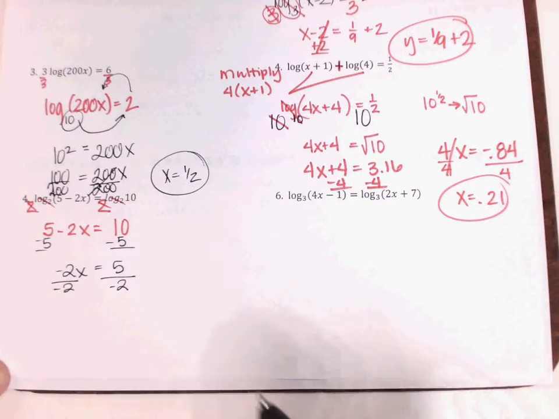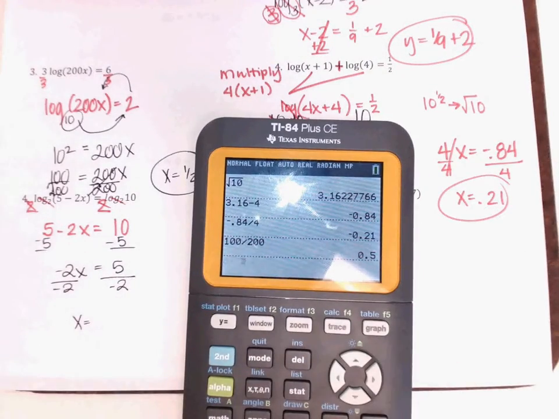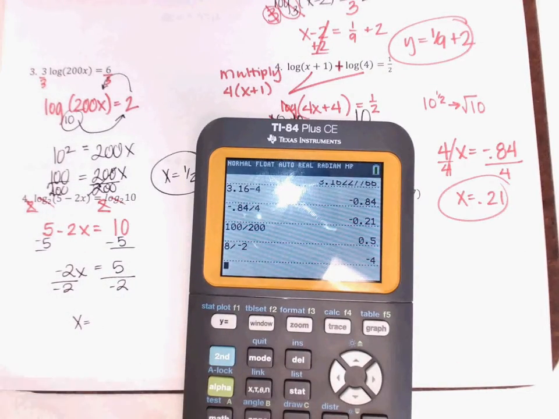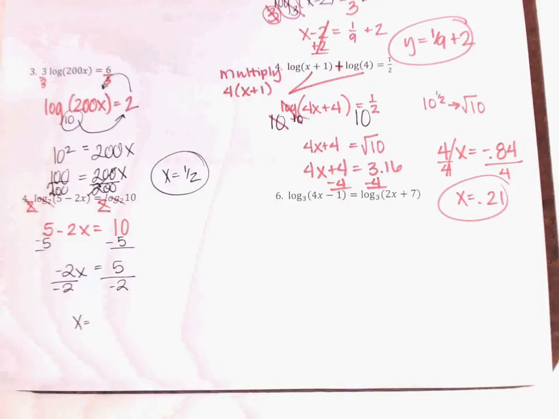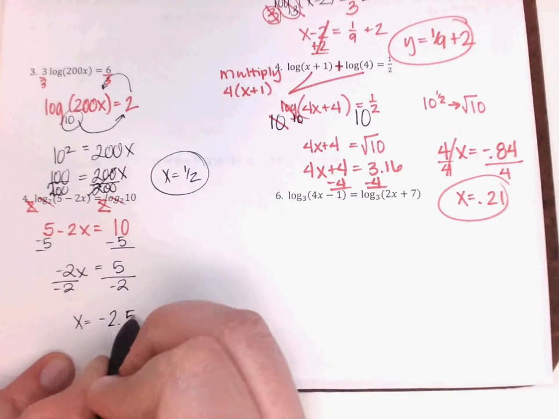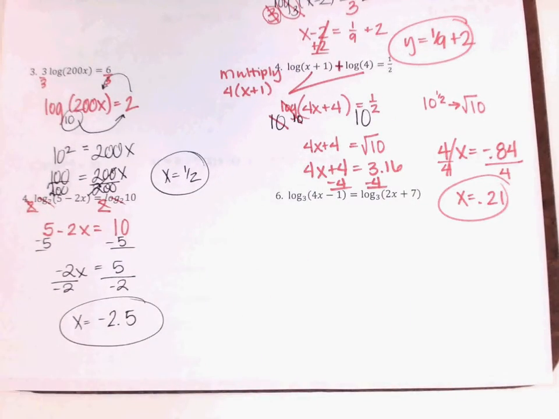And 5 divided by negative 2, you can type it into your calculator, gives you what? Oops, I typed it in wrong. It was 5 divided by negative 2. Yep. And I forgot the negative, but it is negative. Okay, make sense? Alright, one more left.